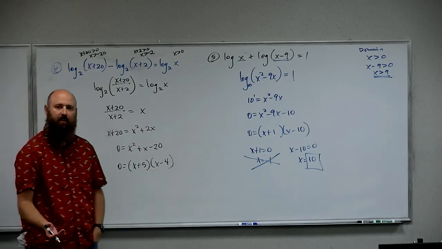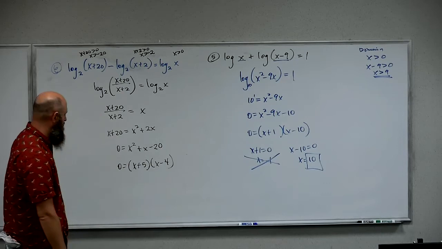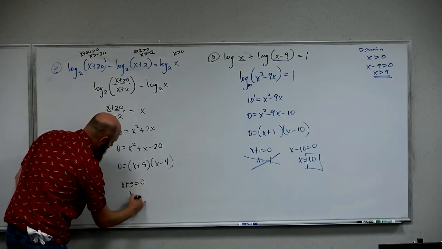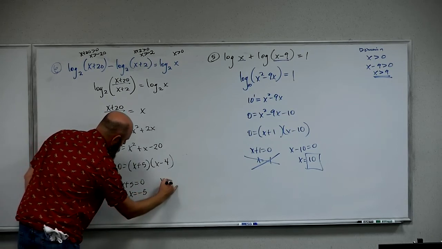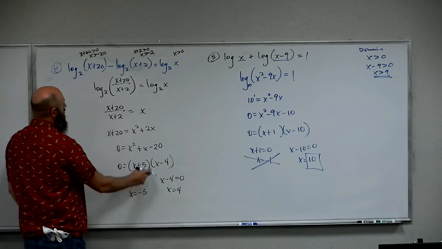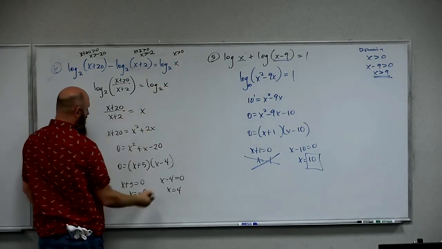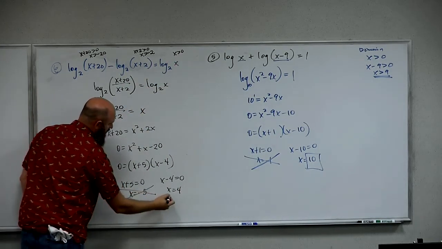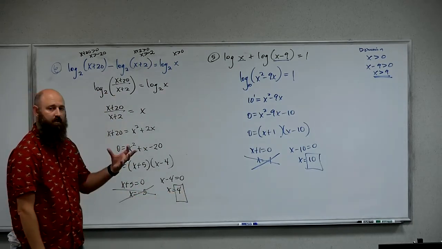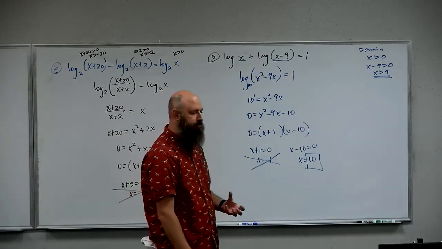And you will be able to factor these when you're doing it, okay? And so x plus 5 equals 0, or x equals negative 5. X minus 4 equals 0, so x equals 4. But it can't be anything less than 0, so the negative 5 is gone, and x equals 4 is our result because of our domain, okay?